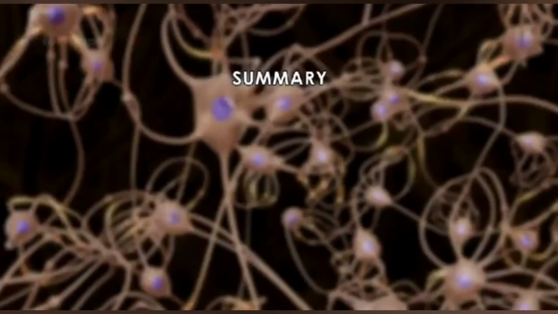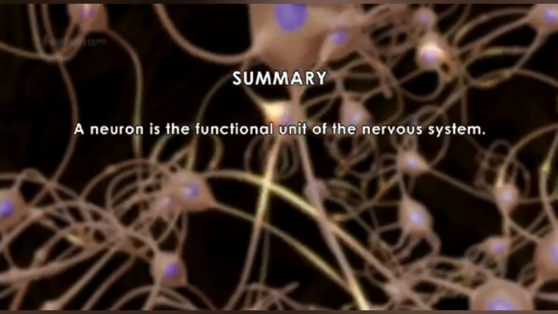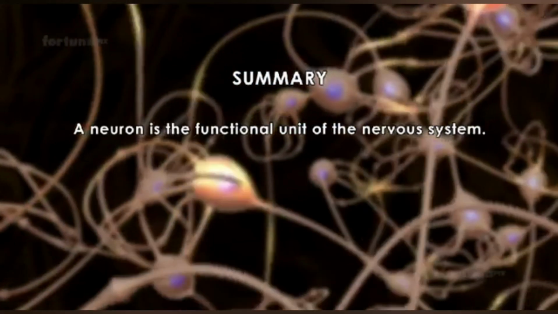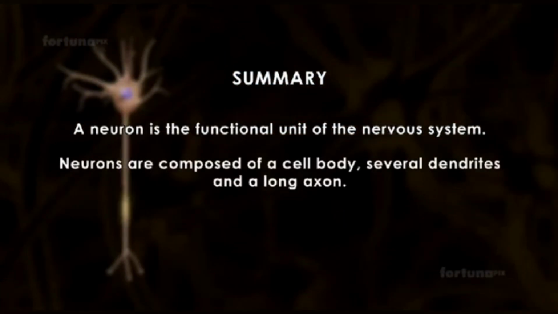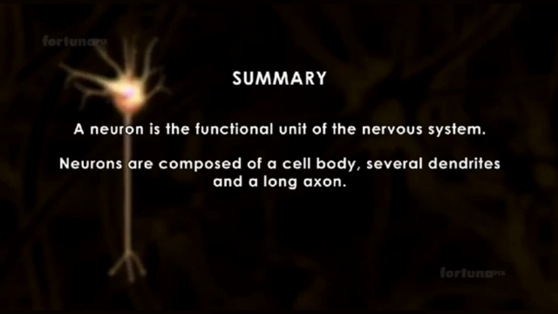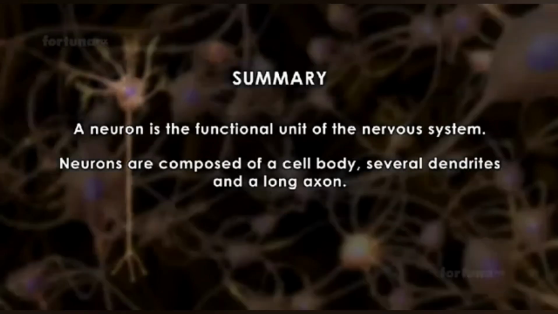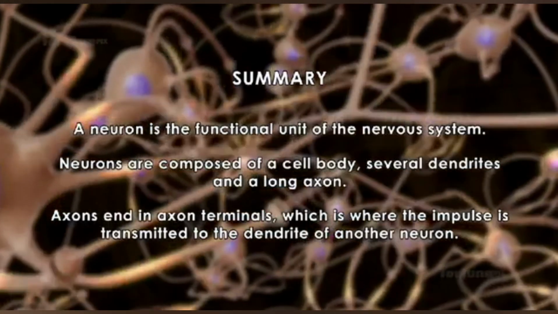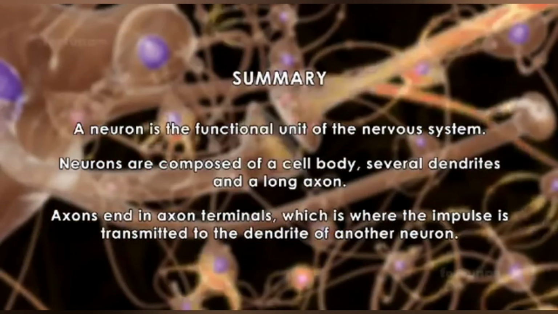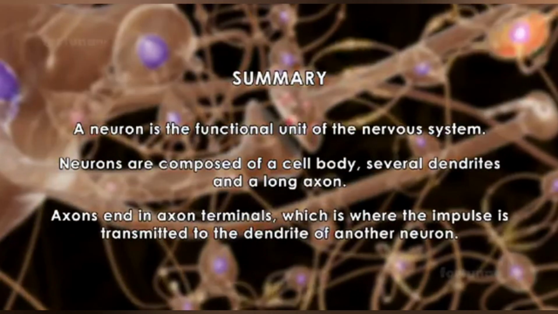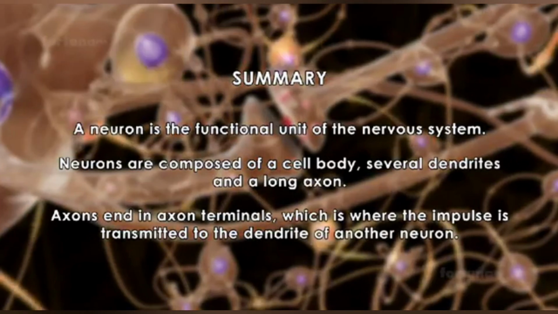Summary. A neuron is the functional unit of the nervous system. Neurons are composed of a cell body, several dendrites, and a long axon. Axons end in axon terminals, which is where the impulse is transmitted to the dendrite of another neuron.